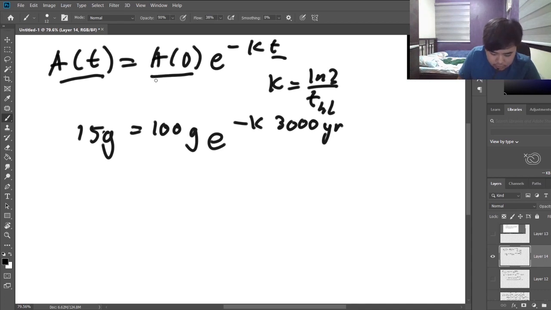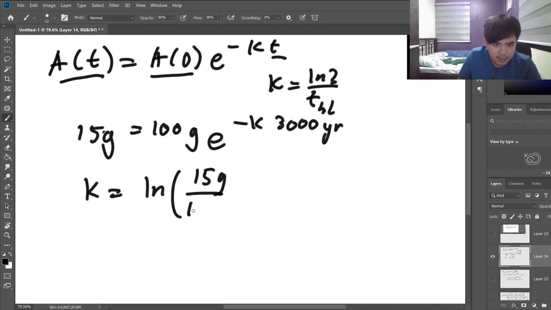So in order to find the value of k, we just need to isolate k, because that's the only thing missing here anyway. So to isolate k, we need ln of 15 grams over 100 grams times negative 1 over 3,000 years.